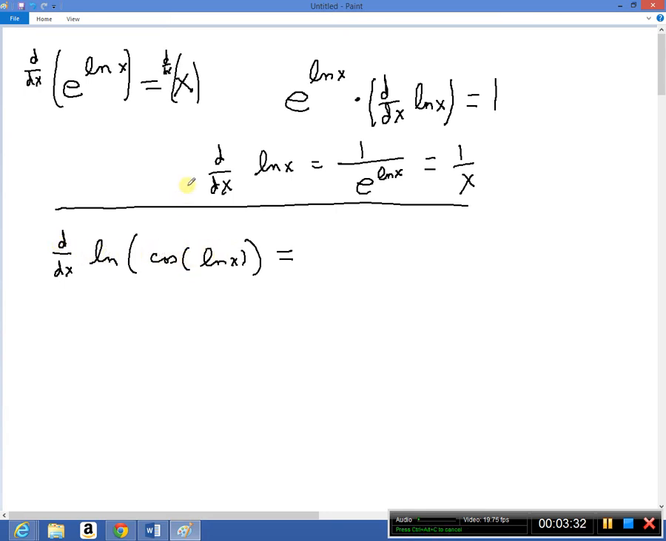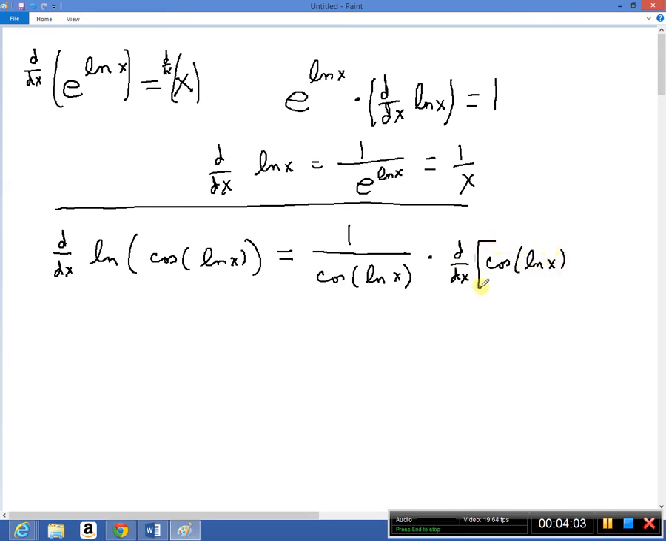And how do you do that? Well, we just did it. The derivative of log of anything is 1 over that thing. So we just write 1 over whatever is inside here, which is cosine of log of x. And then, of course, the chain rule comes along and says, oh, you're going to multiply by the derivative of what's inside. Well, that's too complicated. I'll just write it. The derivative of what's inside, cosine of log of x.